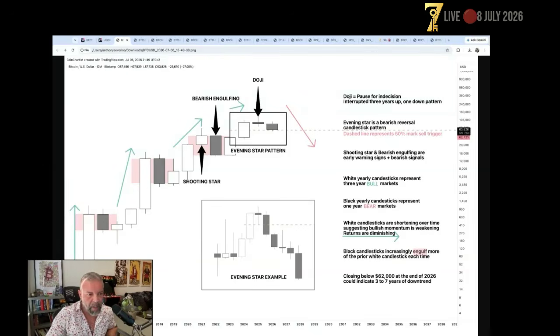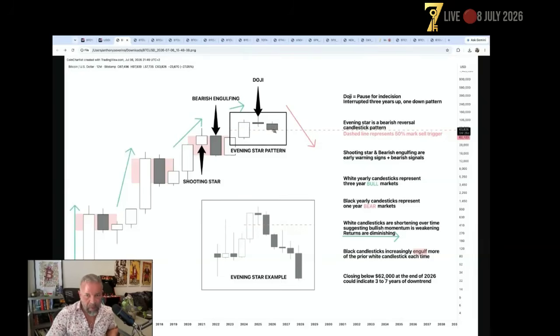I'm showing that the white candlesticks are running out of steam over time, which shows bullish momentum is weakening and returns are diminishing. Our black candlesticks are increasingly engulfing more of the white candlestick before. This was a tiny bit. This was a decent amount. This was the whole thing. And then in this time, we had 3 up candlesticks, but we didn't this time. So that pattern's interrupted with the doji, which is a pause for indecision.